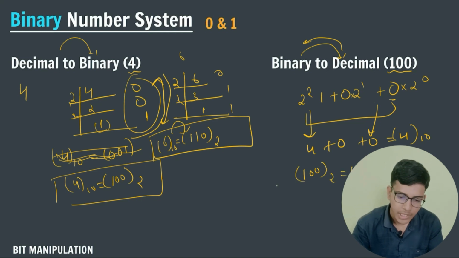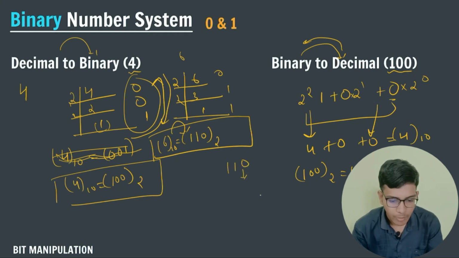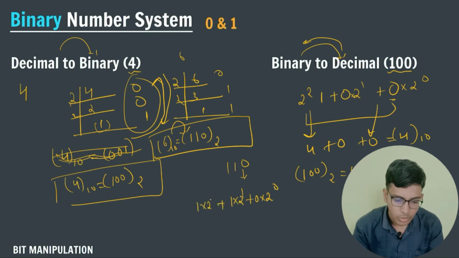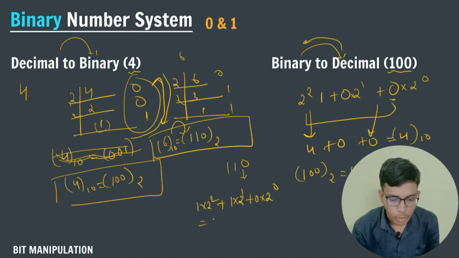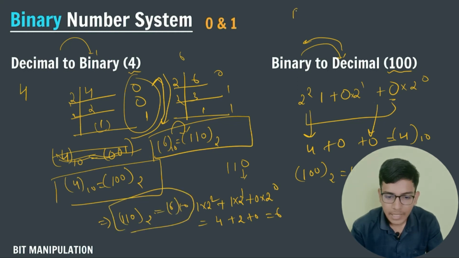Suppose the given number is 110, then I will multiply 0 into 2 to the power of 0, plus 1 into 2 to the power of 1, plus 1 into 2 squared. That will give me 4 plus 2 plus 0. This will give me 6. So can I write that 110 in binary is equal to 6 in decimal. So this is how we will convert from binary to decimal.